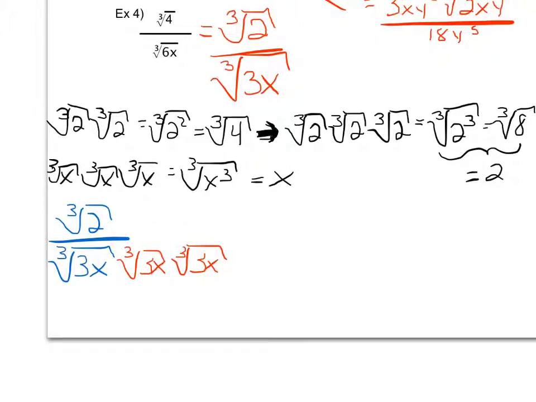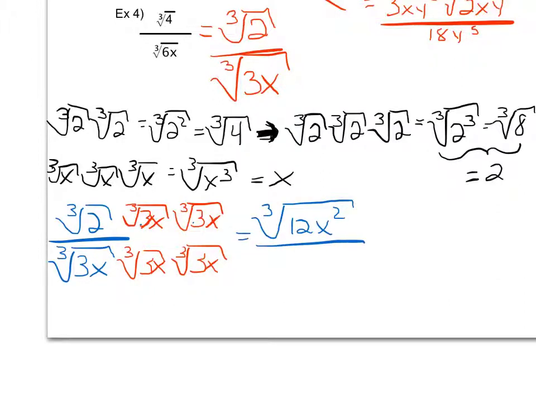But now think about your fraction rules. Anything you do to the bottom, you also have to do to the top, which means I'm going to have to multiply this by cube root of 3x twice as well. When I do that, I now have 2 times 3 all under the cube root. So 2 times 3 is 6 times 2 more is 12. X times x is x squared on top. On the bottom, cube root of 3x times cube root of 3x times cube root of 3x is just 3x.